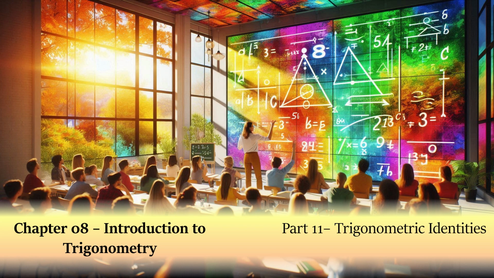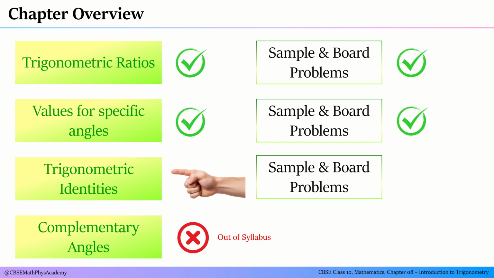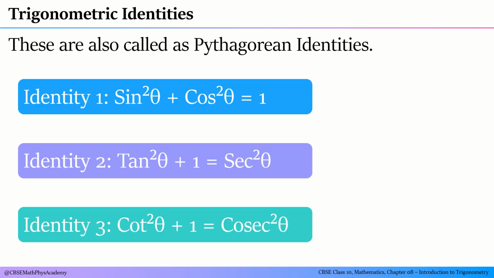In the earlier two videos we have discussed trigonometric identities 1 and 2. Please check those videos if you have not watched them earlier. The green color tick marks are the ones for which we have completed discussions. Presently we are discussing trigonometric identities. We are on the third trigonometric identity, that is cot square theta plus 1 is equal to cosec square theta. All these three are the same equations.